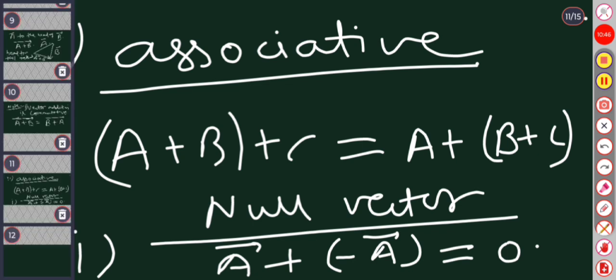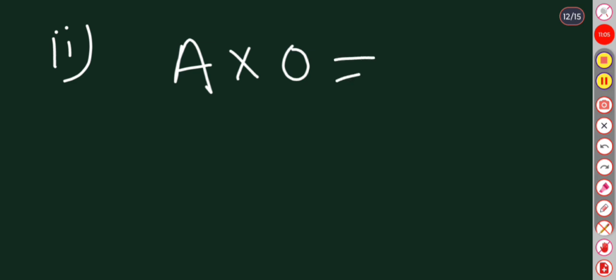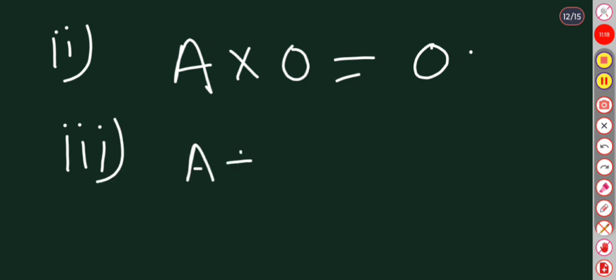The second way to get the null vector is if we multiply a vector with 0, which gives 0. This 0 is the magnitude of a null vector. The third property of a null vector is that if we add a null vector to a vector, it always gives the magnitude of the vector.